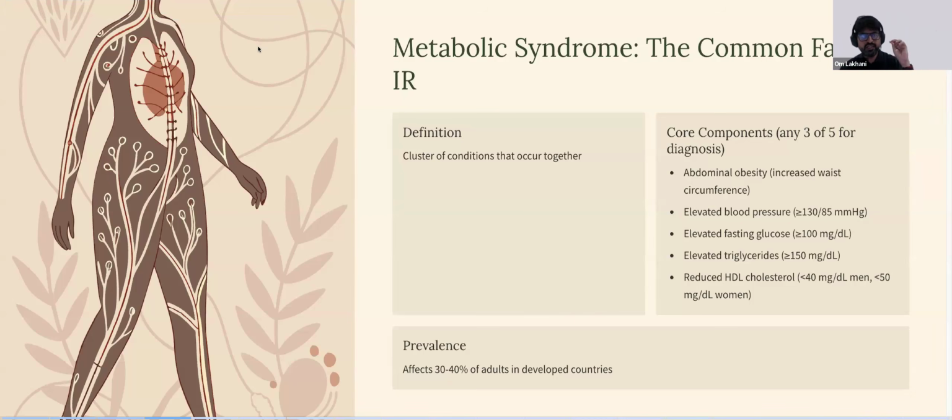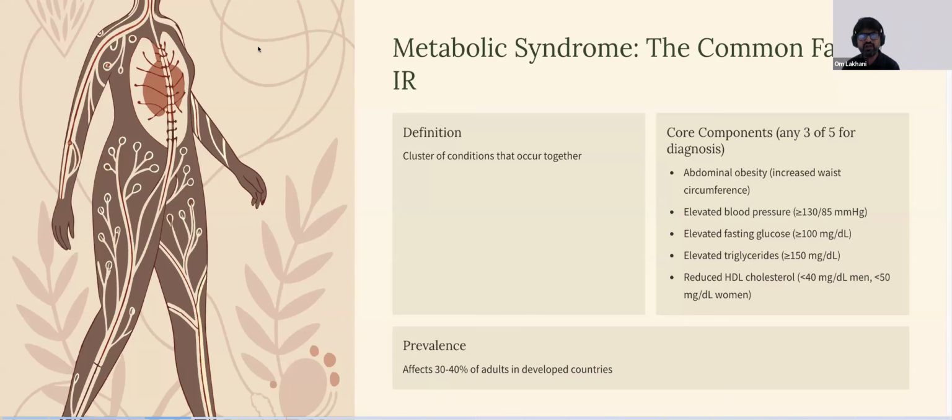The diagnostic criteria of metabolic syndrome are all well known to us. You should have abdominal obesity, increased waist circumference, elevated blood pressure, and elevated fasting glucose. Again, it can be in the impaired range or in the diabetic range. Elevated triglyceride, and triglycerides are very, very important markers of insulin resistance. I will discuss triglyceride more as we go along. And reduced HDL cholesterol. So all these markers, when present, are suggestive of a patient having insulin resistance.